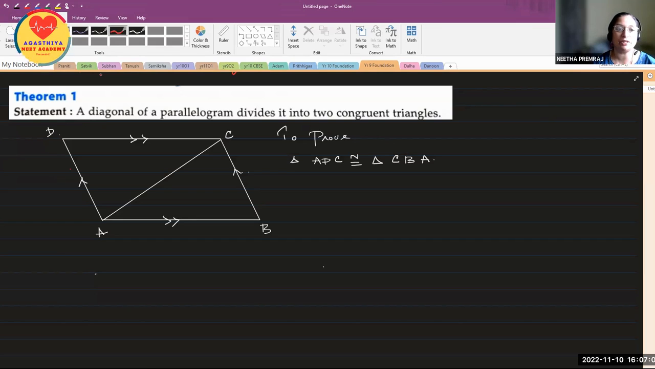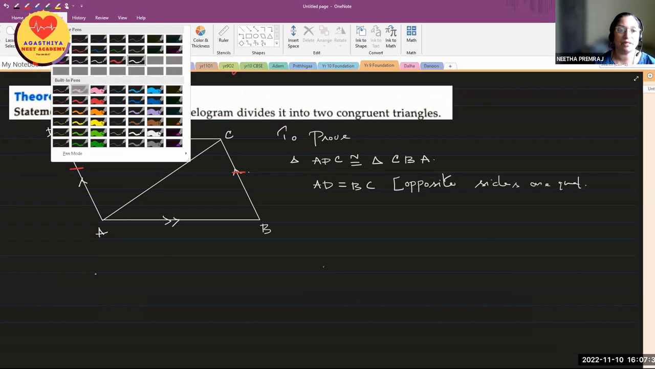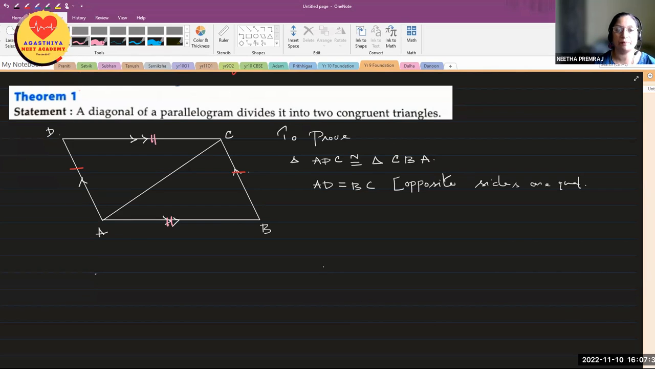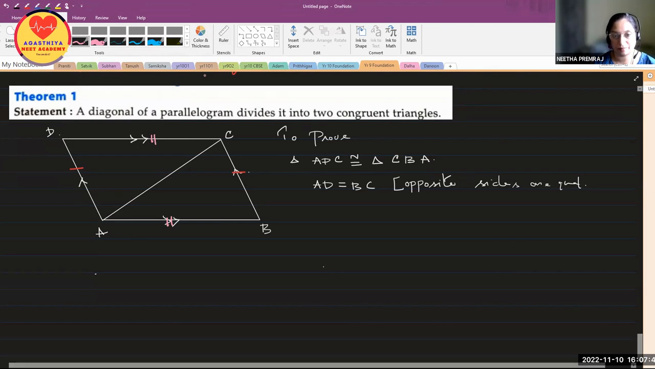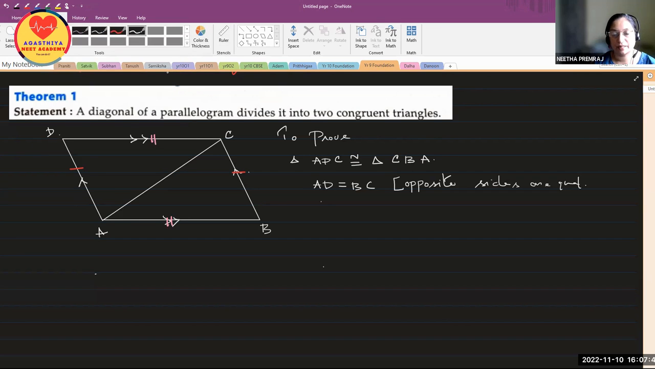AD is equal to BC, yes? Why is AD equal to BC? Very good, correct. Opposite sides are equal in a parallelogram. Correct. In the same way, what is this? CD is equal to AB. What is the reason? Correct. CD is equal to AB. That is also because opposite sides are equal.